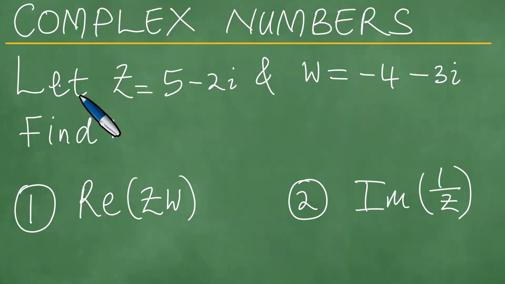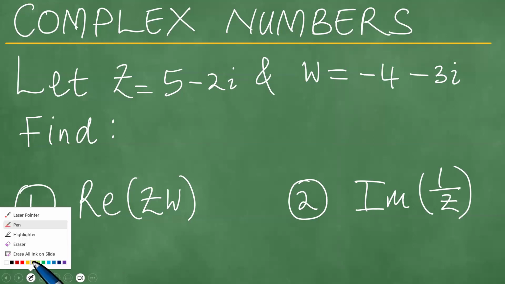Right, our discussion today focuses on complex numbers. For example, in this case, let Z be 5 minus 2i and W be minus 4 minus 3i. We need to find the real part of the product of Z and W, and also the imaginary part of the multiplicative inverse of Z. Okay, so we look at the solutions to these particular questions.